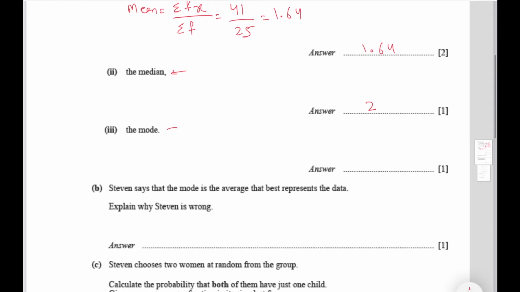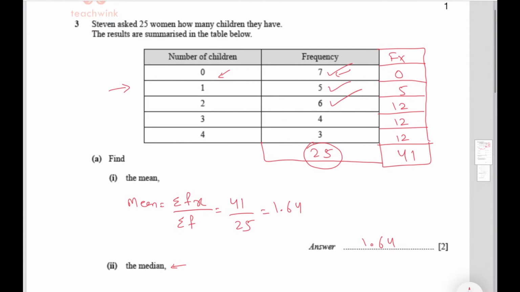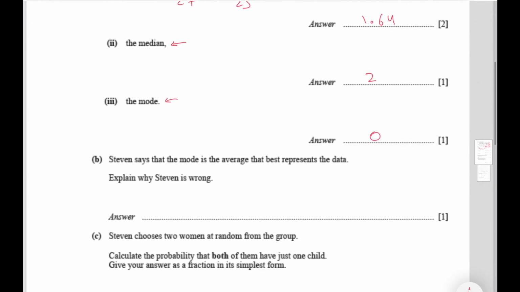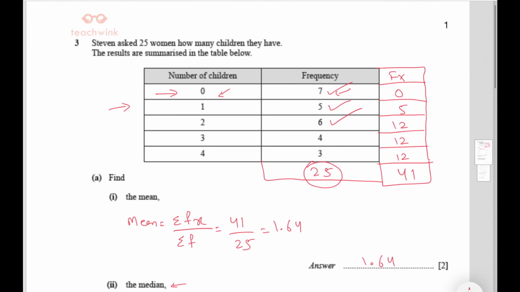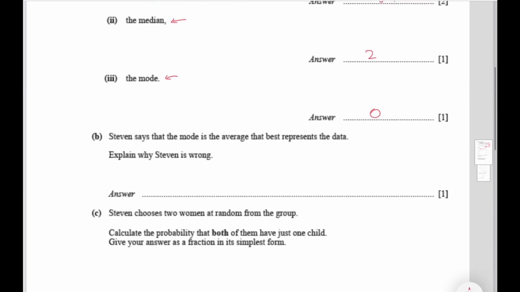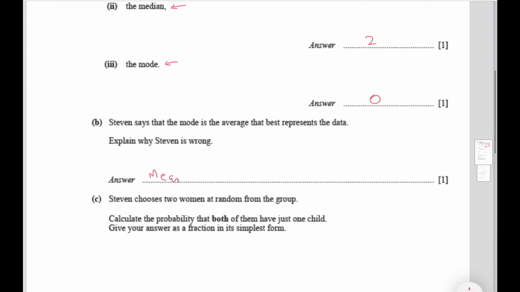The next part says find the mode. The mode is very simple. It is the highest occurring frequency. The mode over here is going to be 0. The next part says Stephen says that the mode is the average that best represents the data. Explain why Stephen is wrong. Of course, the reason why he's wrong is because the mean and the median, both of them don't equal 0. So we write it over here. The mean and median is not equal to 0.